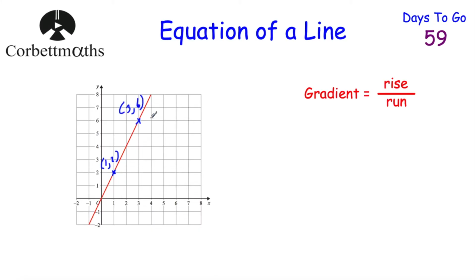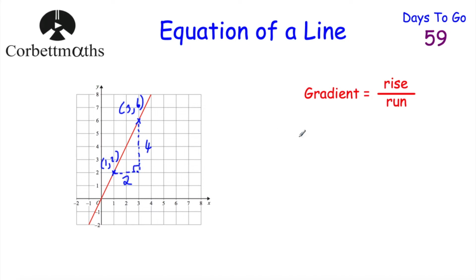Now if I wanted to work out the gradient of this line, I'm going to make a little triangle like so, and I'm going to consider its run, so how far it goes across, which in this case is going from 1 to 3, so it's going 2 across, and its rise, so it's going up from 2 to 6, so it's going up 4. So between this point and this point, the rise is 4 and the run is 2.